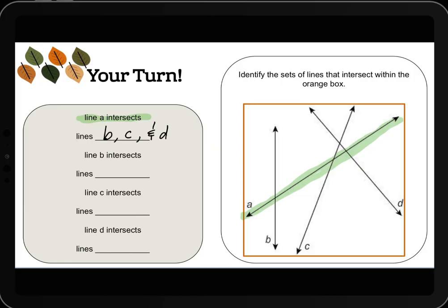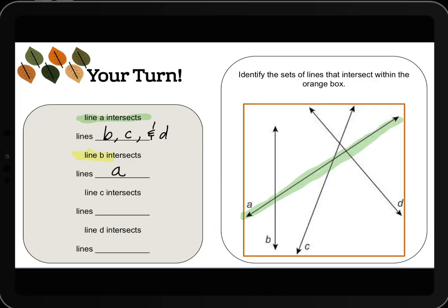Now we're only containing ourselves within the orange box. We know that lines are continuous and they go on forever, but if we just look at what's inside of the orange box, A is only intersecting those 3. And then of course we have B. What does line B intersect? So line B intersects only line A in the diagram.